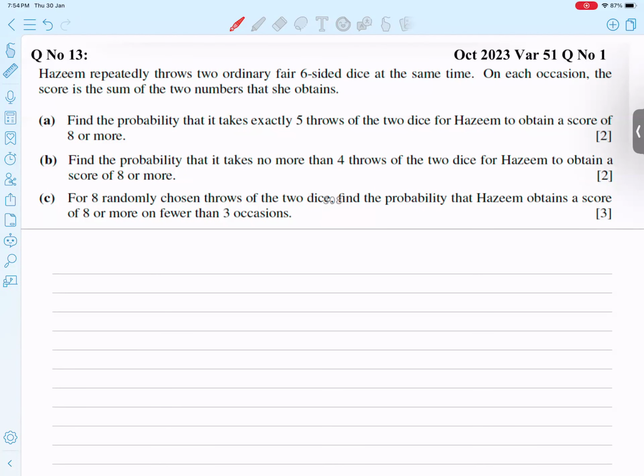Bismillahirrahmanirrahim. This is a question, October 23, 51 variant, question number 1. It is a combination of geometrical probability and binomial probability. Hazim repeatedly throws two ordinary dice of 6 sides at the same time, and on each occasion, the score is the sum of the two numbers obtained.